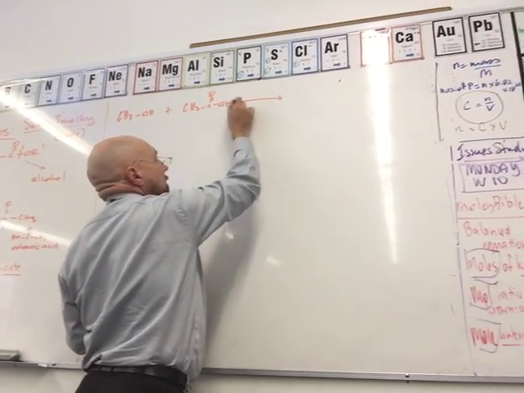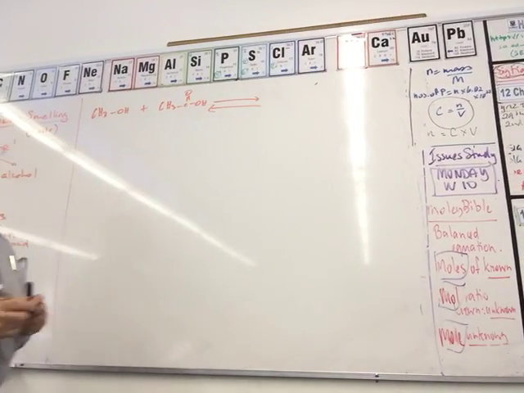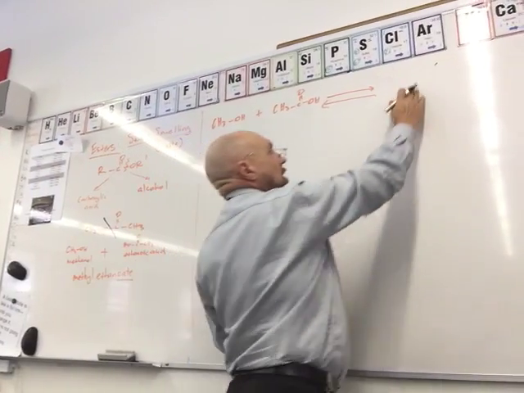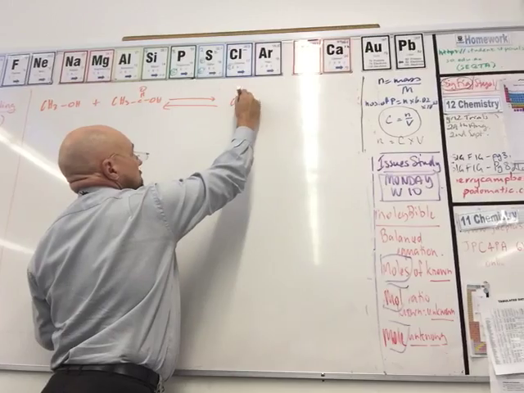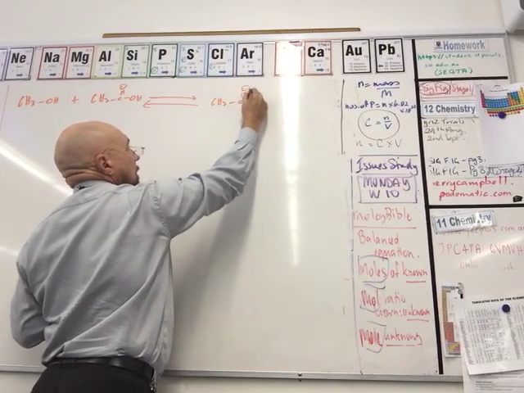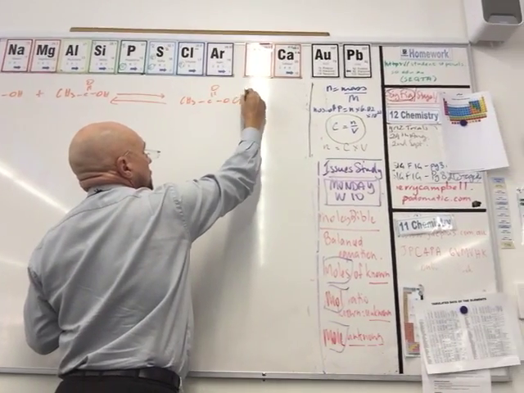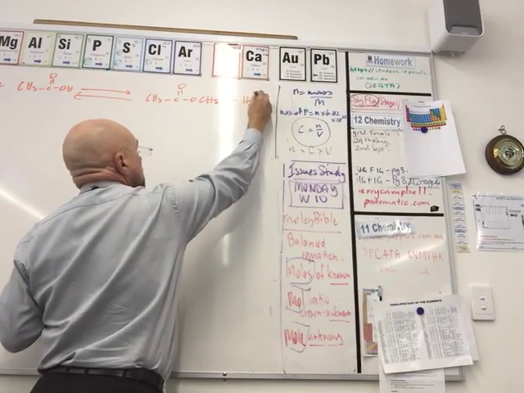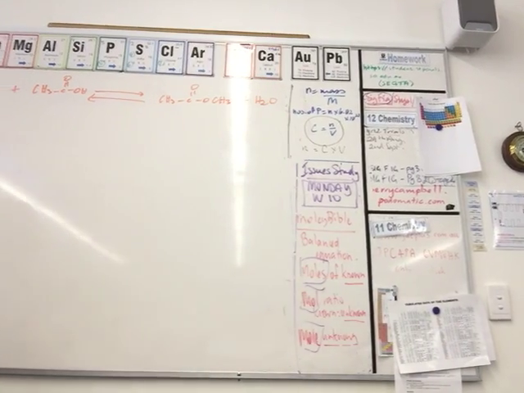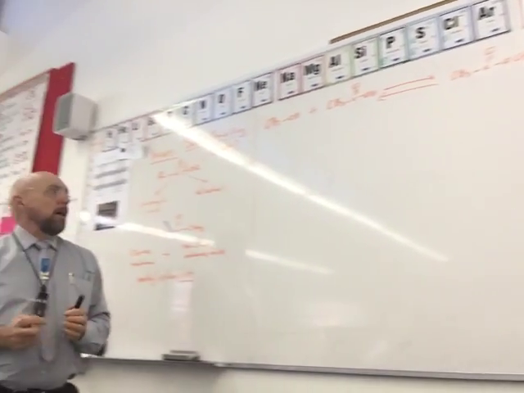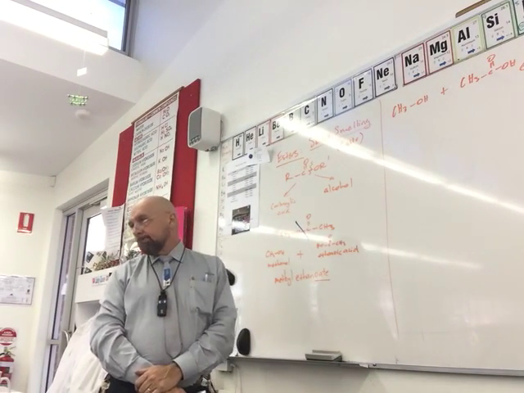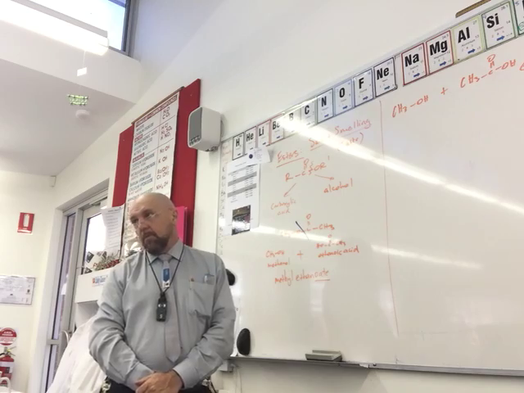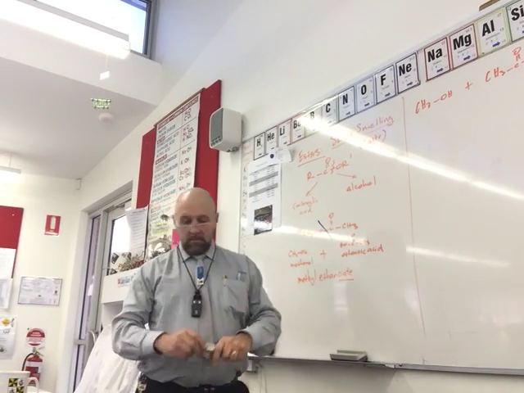Okay, and I'm going to react those together, and the overall equation looks something like this. It's going to produce this ester plus water. Water is a byproduct from that reaction. Now, you'll notice that the reaction is in equilibrium. What does that mean straight away?